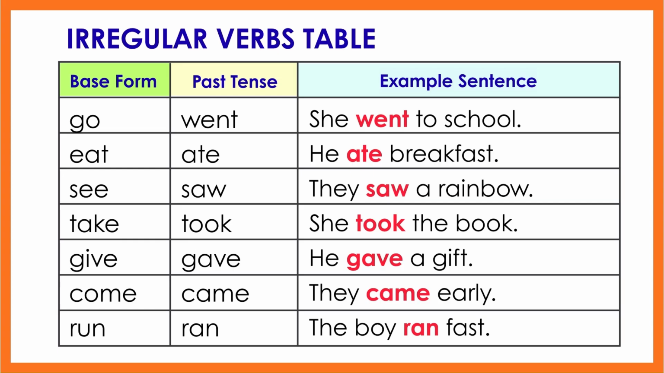The base form is see, and the past tense is saw. Example sentence, they saw a rainbow. The base form is take, and the past tense is took. Example sentence, she took the book.